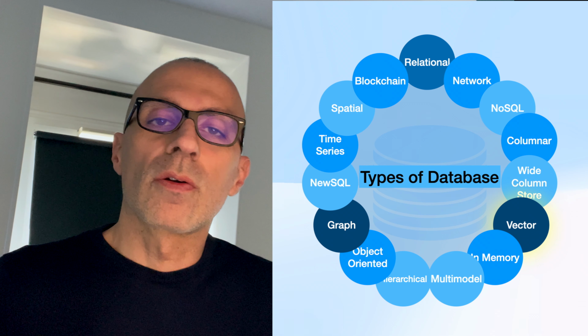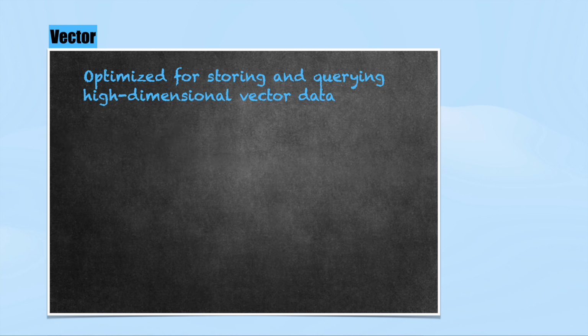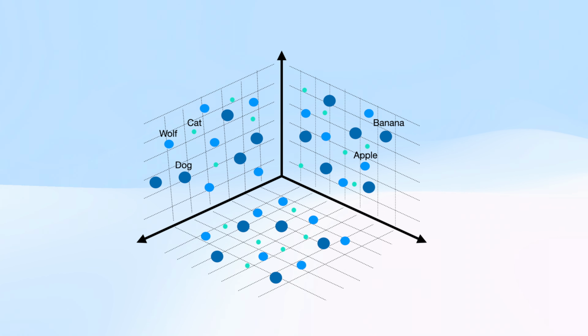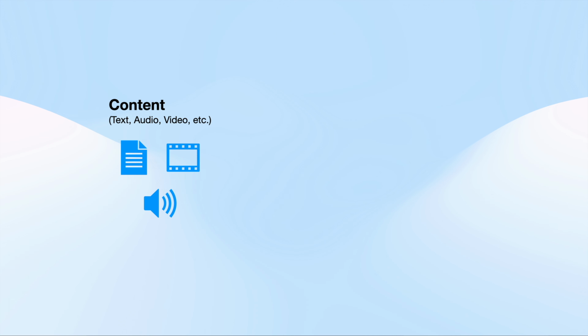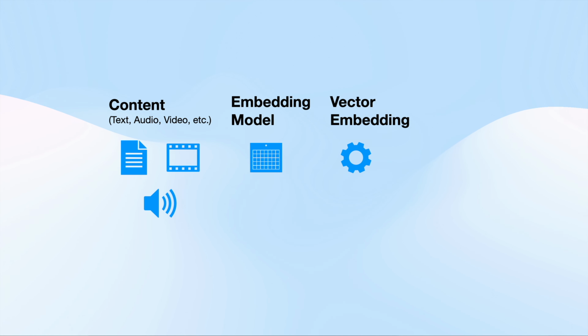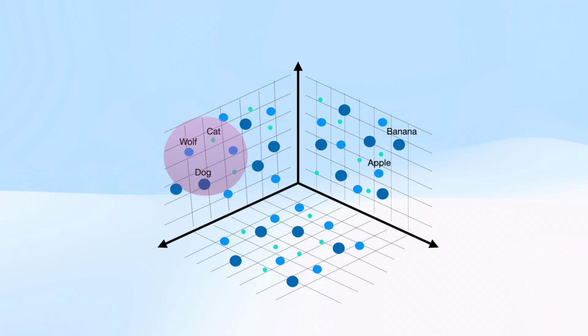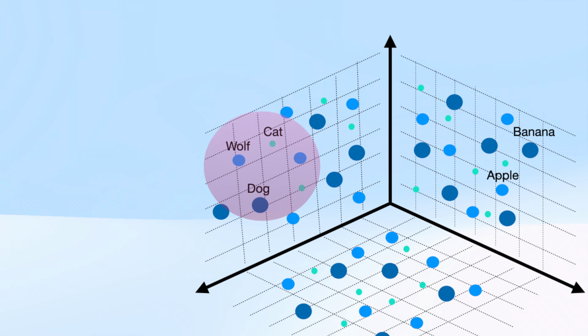Let's move on to the vector database. What exactly is a vector database? Unlike traditional databases, vector databases are optimized for storing and querying high-dimensional vector data. But what does that mean? Vectors are essentially a way to represent data in a multidimensional space. Imagine you are dealing with complex information like images, text, or even sounds. Each piece of data can be transformed into a vector, which helps computers understand similarities between them. For example, two similar images or two similar phrases will have vectors that are closer together in this multidimensional space.